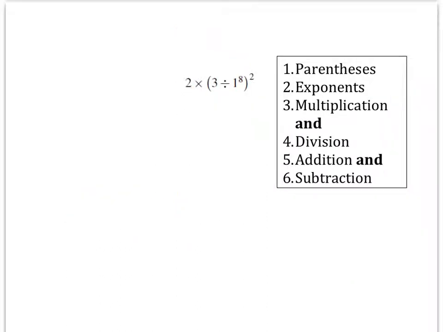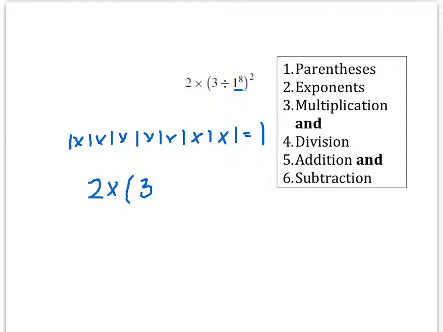I'm going to do the same steps for this problem as well. I have 2 times parentheses 3 divided by 1 to the 8th power parentheses to the 2nd power. So using the steps, I'm going to start. And I know that I have to do parentheses first, but I first do the exponents instead of the division. And I know that 1 times 1 times 1 times 1 times 1 times 1 times 1 times 1 is going to equal 1. So now I'm just going to have 2 times parentheses 3 divided by 1 parentheses squared.